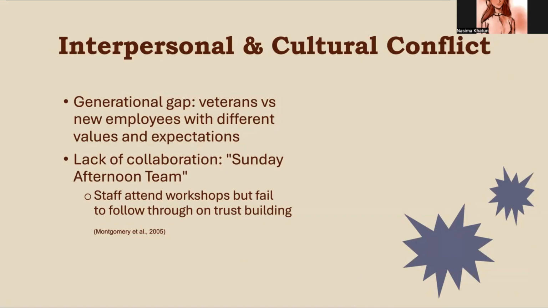A good example is the Sunday afternoon volleyball team discussed by Montgomery, where a group of employees believed they could win a competitive match without actually learning the rules, teamwork, and collaboration. But the results of the match proved them wrong. This example clearly shows that without real effort, collaboration, and follow through, teams can break down.